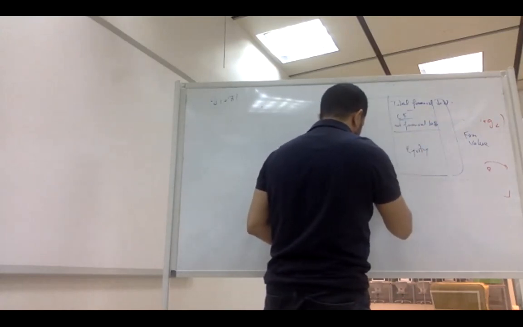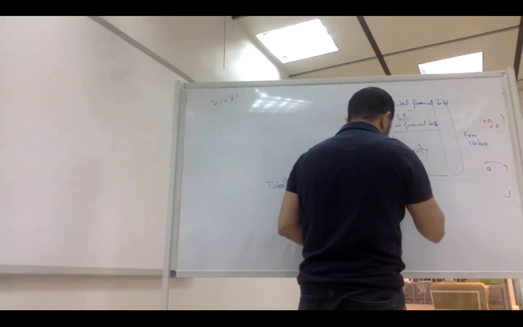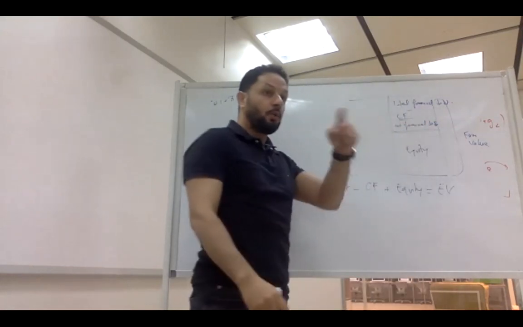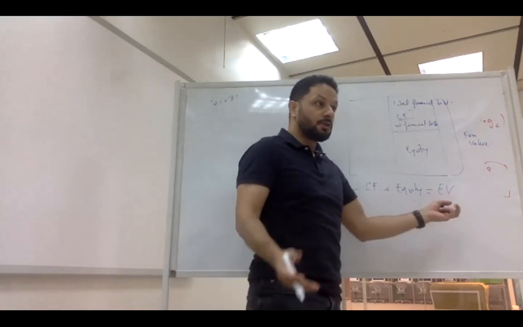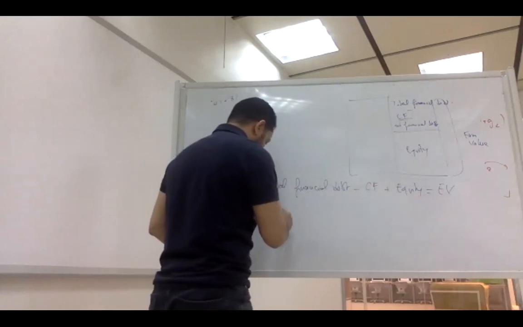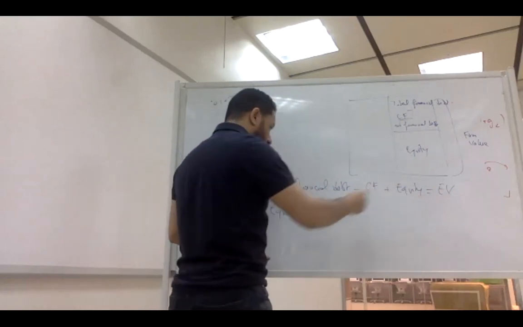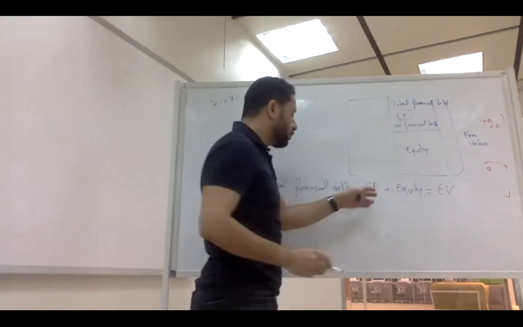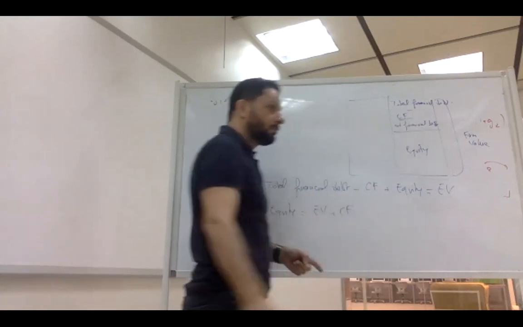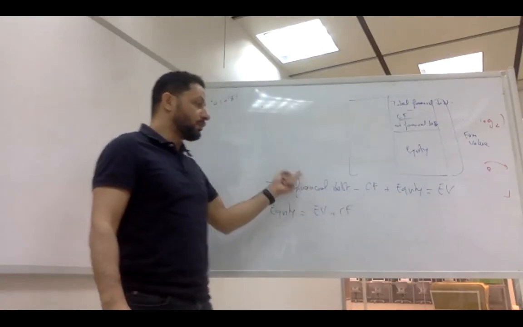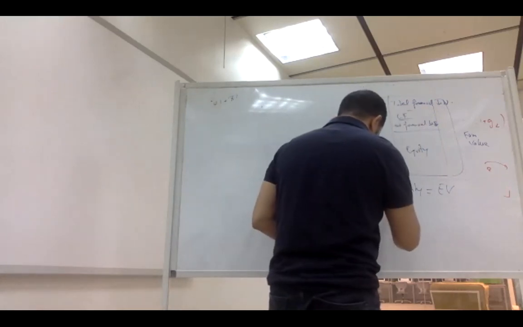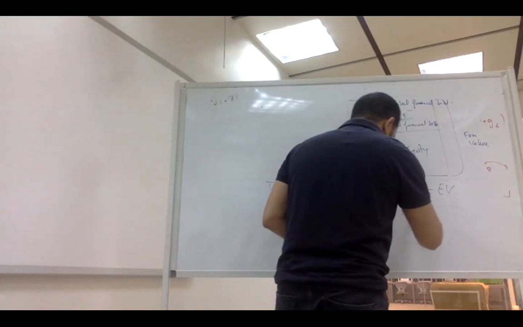Total financial debt minus cash plus equity equal to the enterprise value. We have found enterprise value, right? So we can easily find the equity value. So equity equal to enterprise value. We move this cash to the other side, it becomes plus cash. We move the financial debt to the other side, it becomes minus total financial debt.